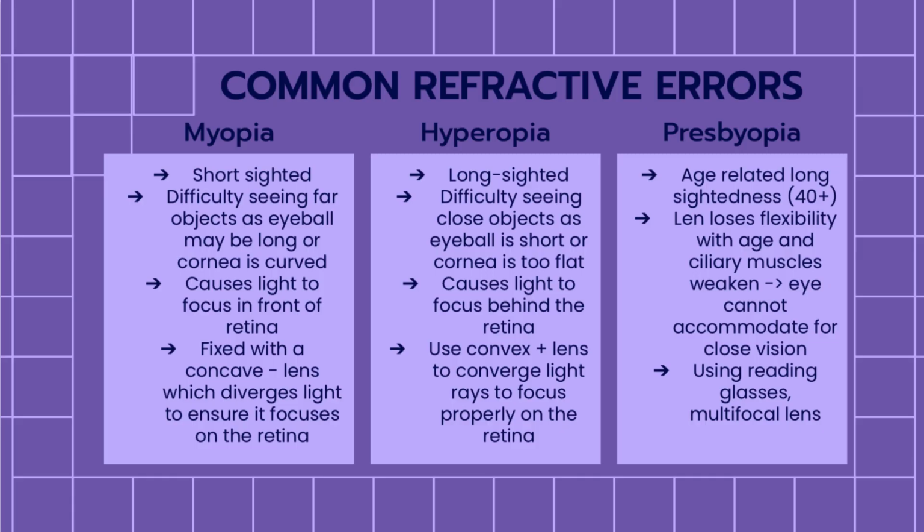Presbyopia is age-related long-sightedness, which normally starts at the age of 40. The lens over time loses flexibility with age, and ciliary muscles weaken so the eye cannot accommodate for close vision. Things like reading glasses and multifocal lenses can help.